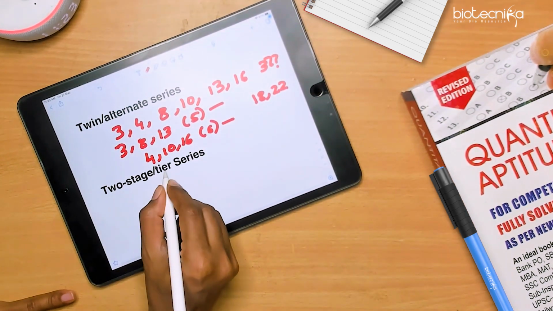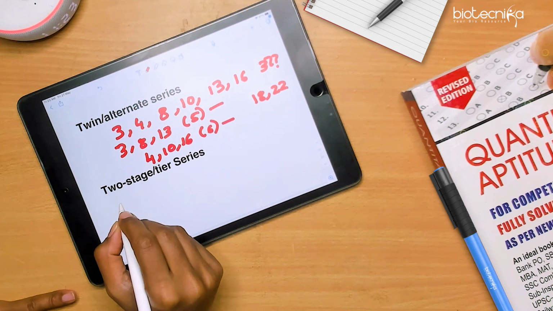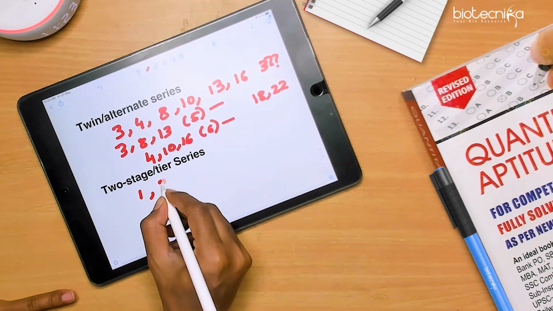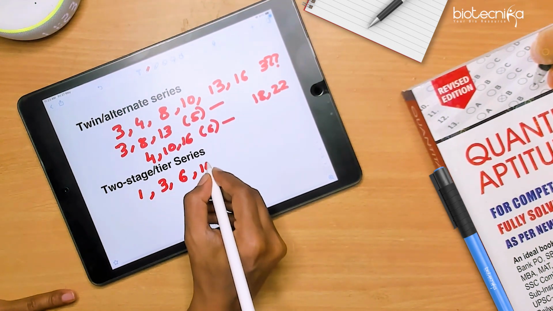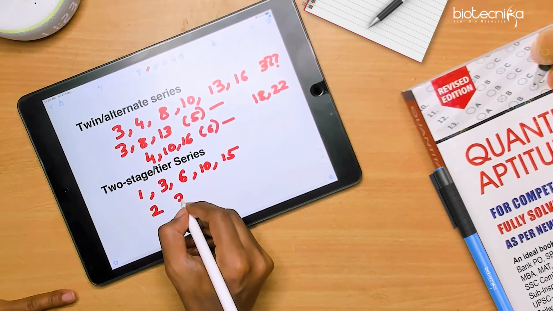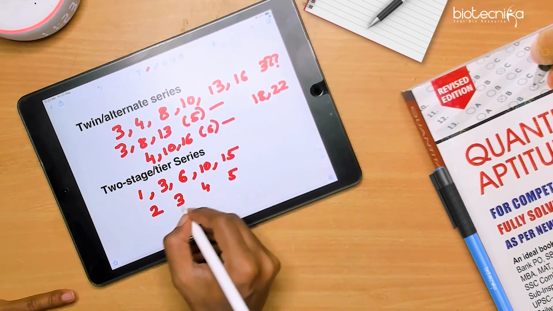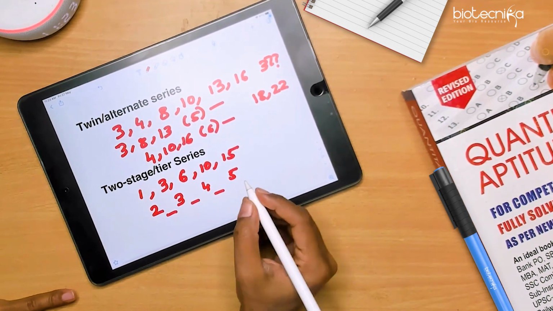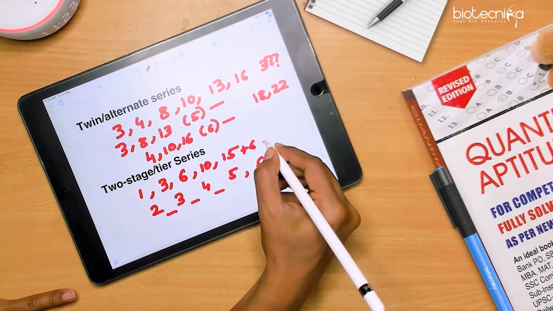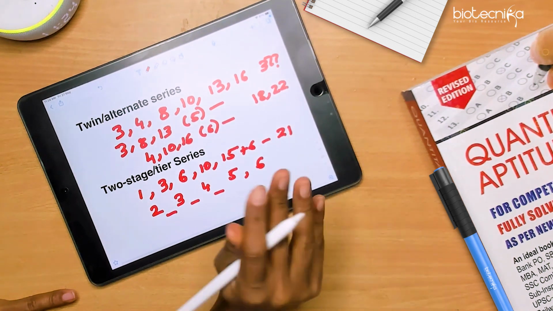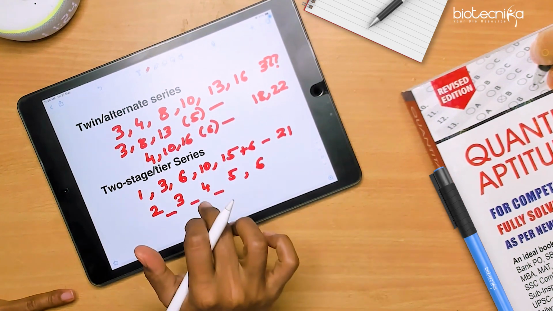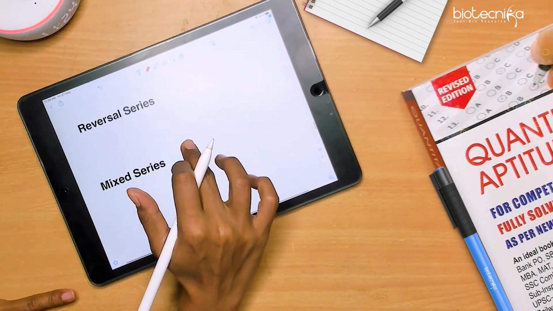Next is 2-stage or 2-tier series. In this 2-step, the differences of the consecutive numbers themselves will form an arithmetic series. How? If you have say 1, 3, 6, 10, 15. Now the difference between 1 and 3 is 2, between 3 and 6 is 3, then 4, then 5. So see here itself they are forming an arithmetic series. So the next one you need is 6. You have to add 6 to the 15 and the answer is 21. These seem simple, but when you get them suddenly in the exam, you might feel a little bit confused. So you need to practice a lot.